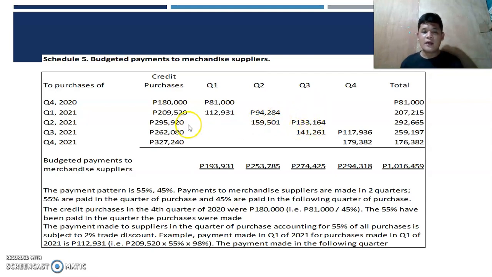But for the next quarter class, ito class, yung purchases mo is sa quarter 2, yung 45% is wala nang discount yon. Naintindihan? Wala nang discount yon. So, kaya ito, 133,164. So, para makuha ito, 295,920, idiretso ng multiply ng 45%. Ganon din itong 94,284. So, 209,520 times 45%. So, mag-claim lang siya ng 2% discount daw during the quarter of purchase. And so on.